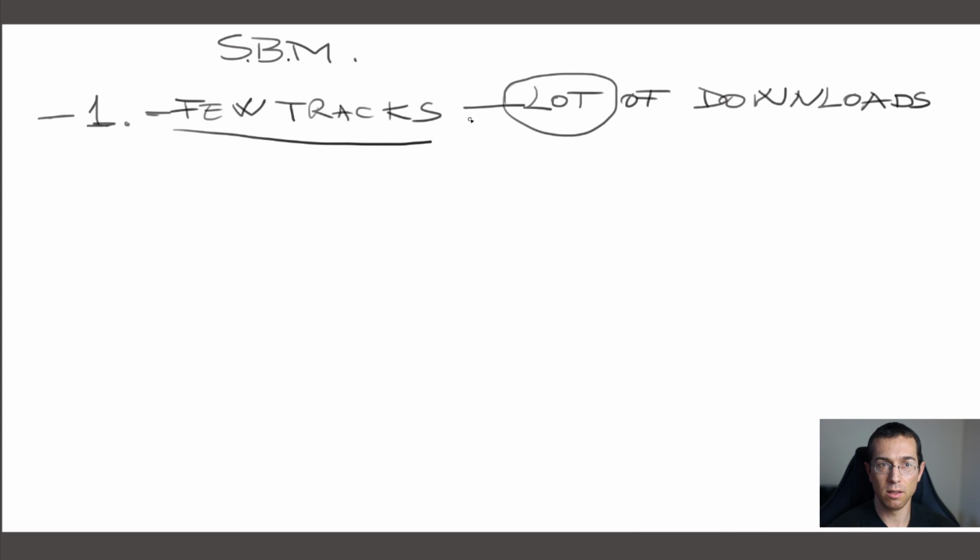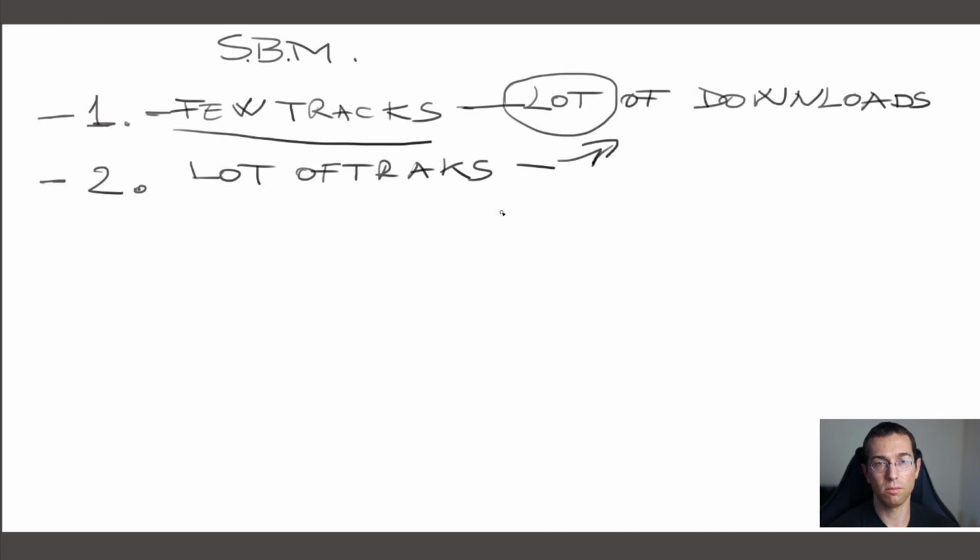And this way, you can have some kind of income, some kind of value for your tracks. And the second one is to have a lot of tracks, and of course, a lot of downloads. And again, this business model will really help you out.